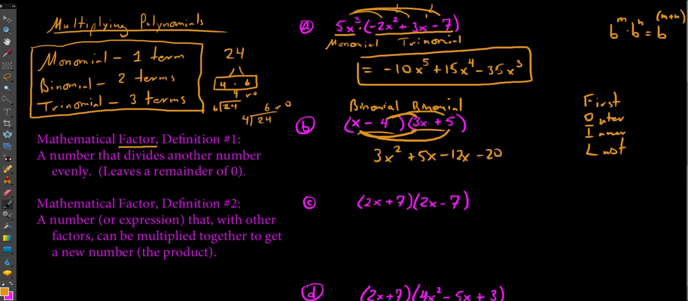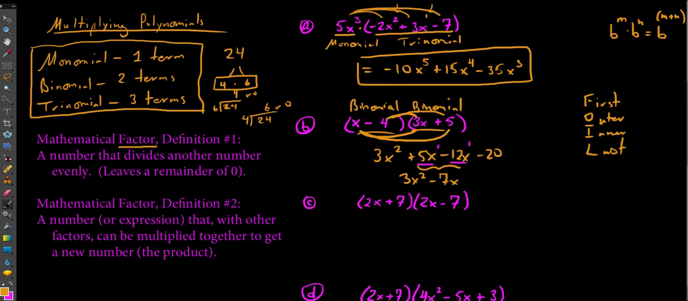Remembering that when we multiply, it's important to write our product in standard form. I notice, and this happens a lot, that I have a couple of terms here that are both x to the first. So we can combine like terms, and we would get 3x squared. A positive 5 and a negative 12 add up to negative 7.